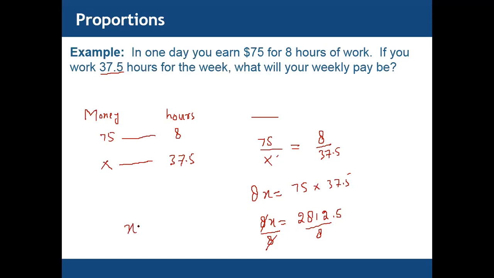this will give you 351. x is equal to 351 point something. Clear? 351.5. So $75 for 8 hours and $351.5 for 37.5 hours. Clear this one? Yes, sir. Thank you.